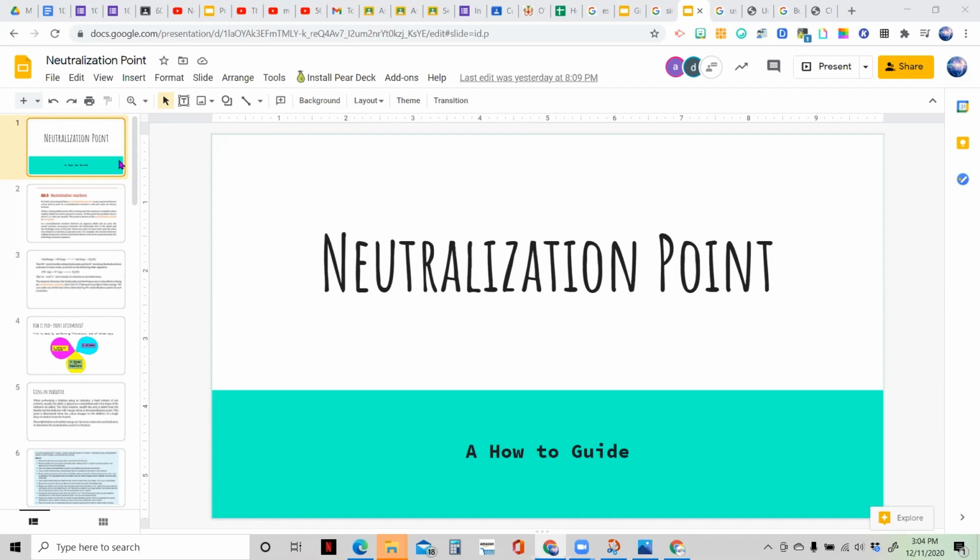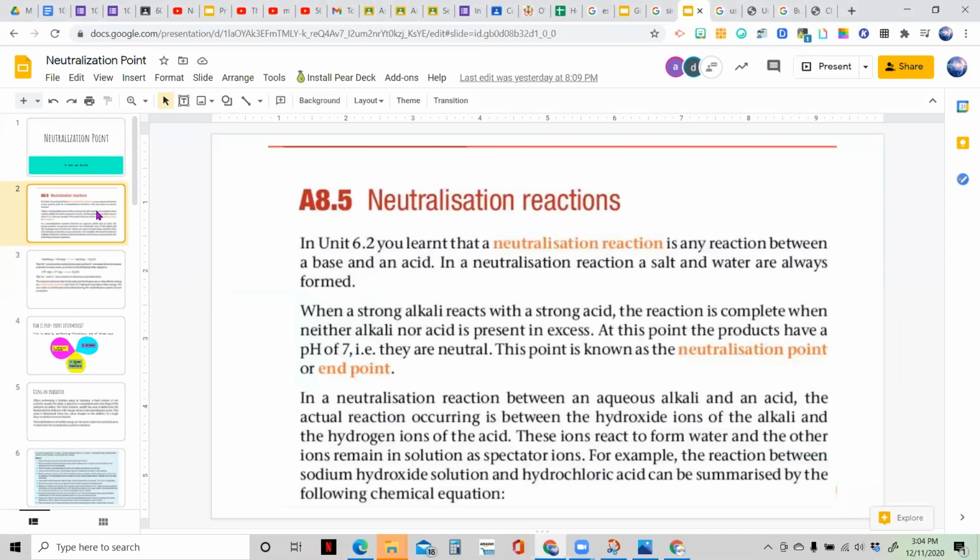At neutralization point, how is it that you know exactly when neutralization has occurred? From our background knowledge, we know that a neutralization reaction occurs between an acid and a base, specifically an alkali. When these two react, at some point your reactants get used up to form products. For a neutralization reaction, our products are salt and water.